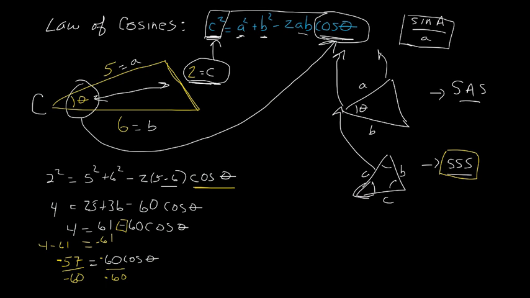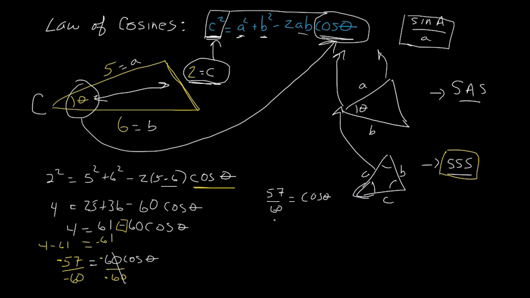Okay, hopefully I did that right. So now the negative 57 over negative 60 is just 57 over 60 because the negatives cancel. The negative 60 divided by negative 60 here cancels, so we're at cosine theta equals 57 over 60. Now, you could plug this into your calculator right now and do inverse of cosine and put this fraction in, and you would find the angle.